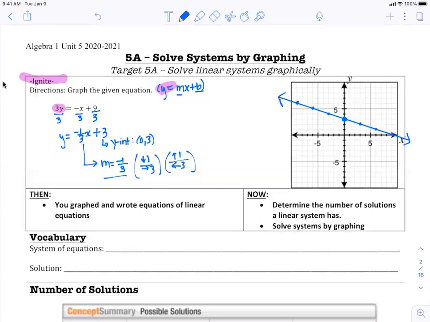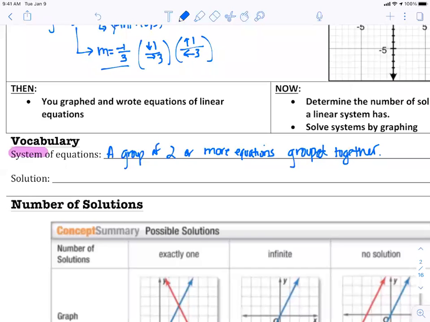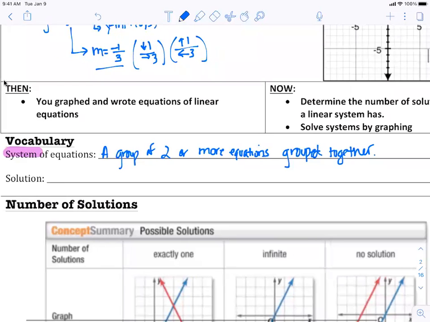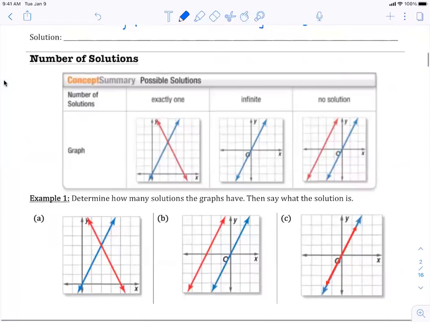Now, probably your next question is going to be, well, Ms. Hardy, what exactly is a system of equations? Well, a system is simply a group of 2 or more equations that are grouped together. It's basically like they're part of the same problem. I say 2 or more, but in Algebra 1, we're really going to focus on just 2 equations graphed together.